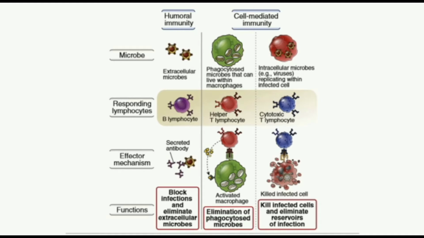When extracellular microbes reach the humoral immunity, B lymphocytes identify those antigens. As you all know, B lymphocytes can produce antibodies after they become activated because of the innate arm responses. After these B lymphocytes receive signals, they begin to secrete antibodies. These released antibodies go and bind with pathogens, block infections, and eliminate extracellular microbes. This is what happens in antibody-mediated immunity.